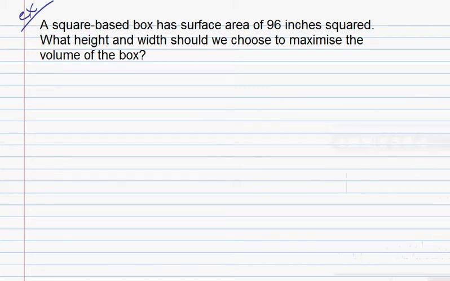A square-based box has surface area 96 inches squared. What height and width should we choose to maximize the volume of the box?